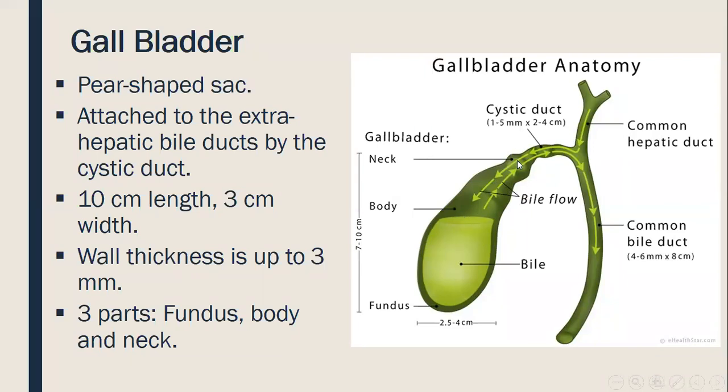Its measurements vary between the feeding and the fasting state. It may be up to 10 centimeters in length with 3 centimeters width, and the wall thickness is up to 3 millimeters. Its capacity is about 30 to 50 mL.